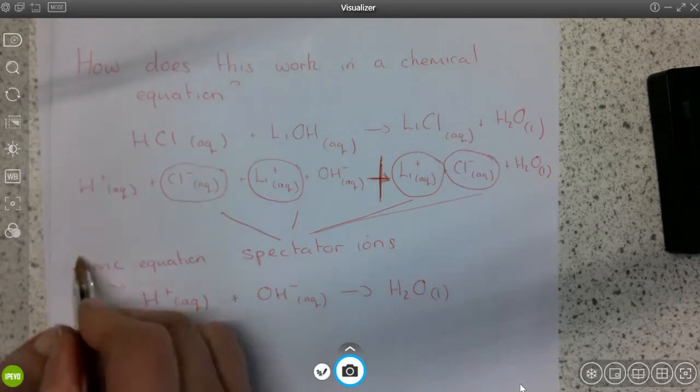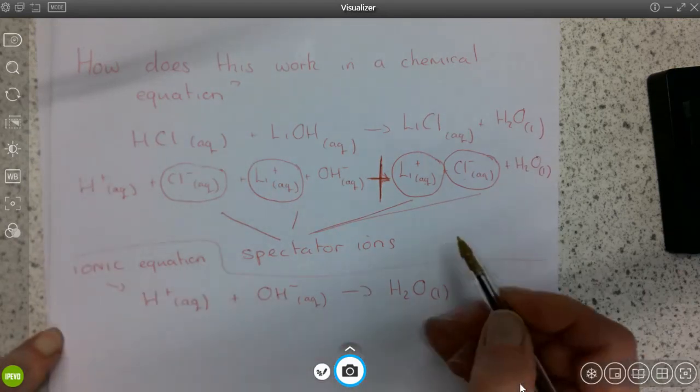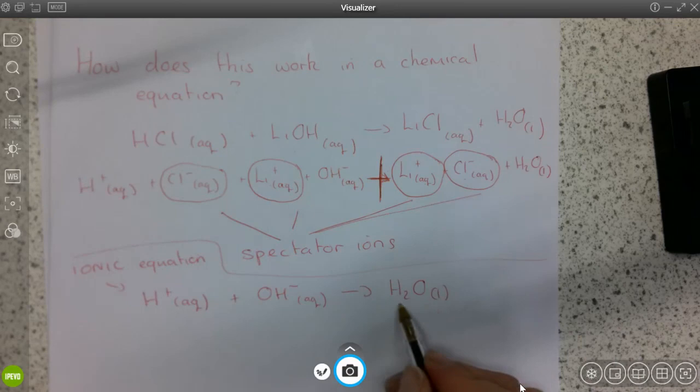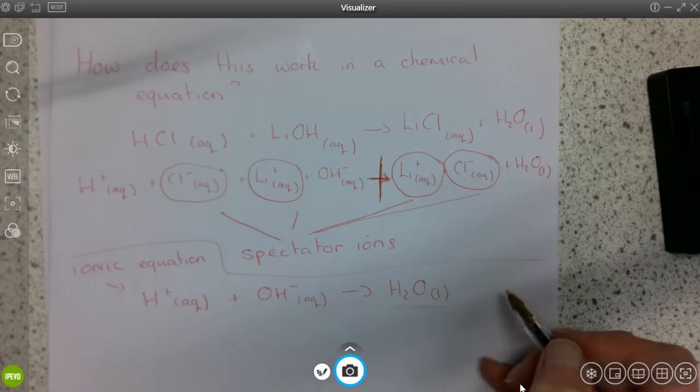Sometimes people think the ionic equation means there's only ions, but it doesn't, because you'll notice the water, which is covalent and a liquid, has not been split up into ions. What it means is that the spectator ions have been removed.